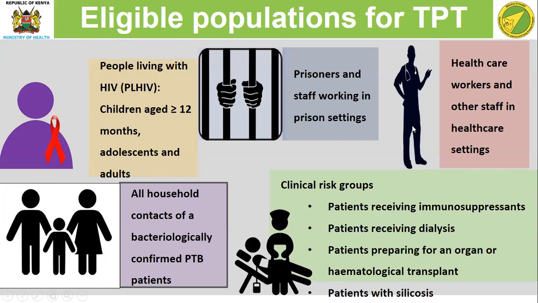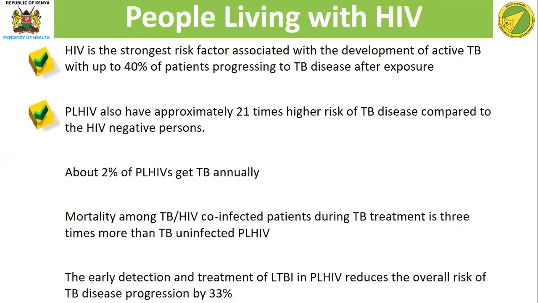Okay, so for people living with HIV, we know that HIV is the strongest risk factor associated with the development of active TB, with up to 40% of our patients, people living with HIV, progressing to TB disease after exposure. So the risk for people living with HIV is 21 times higher as compared to the risk among the HIV negative population. Annually, we see about 2% of our people living with HIV coming down with tuberculosis.